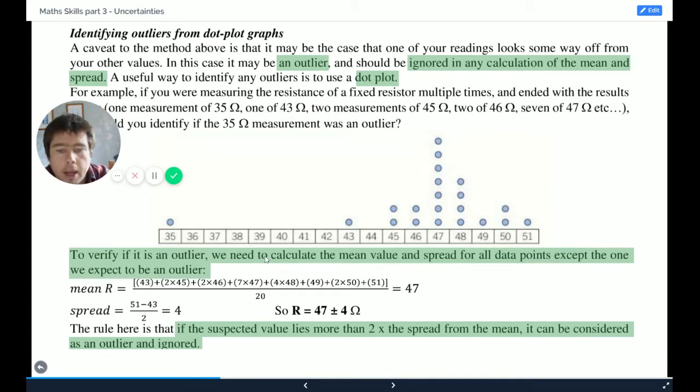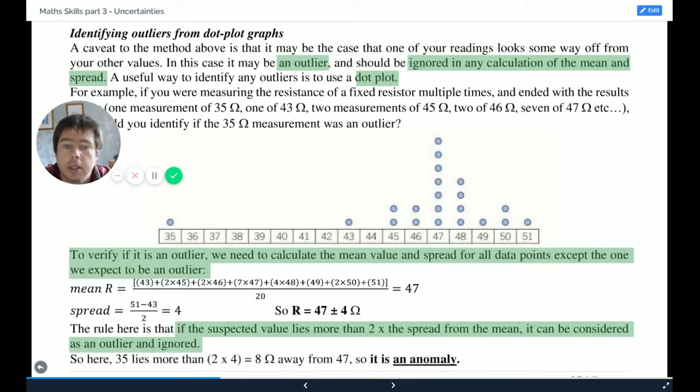So if I am 8 ohms away from my mean, then I am essentially thinking about an outlier. So 47 minus 8 is 39. So any data point that falls below 39 is an outlier. Any data point that falls above 39 is an accepted data point, so something that we will consider when we're calculating our mean. So 2 times the spread from the mean is your cutoff point. That's something that you do need to know. In this case, our suspect one is an anomaly.